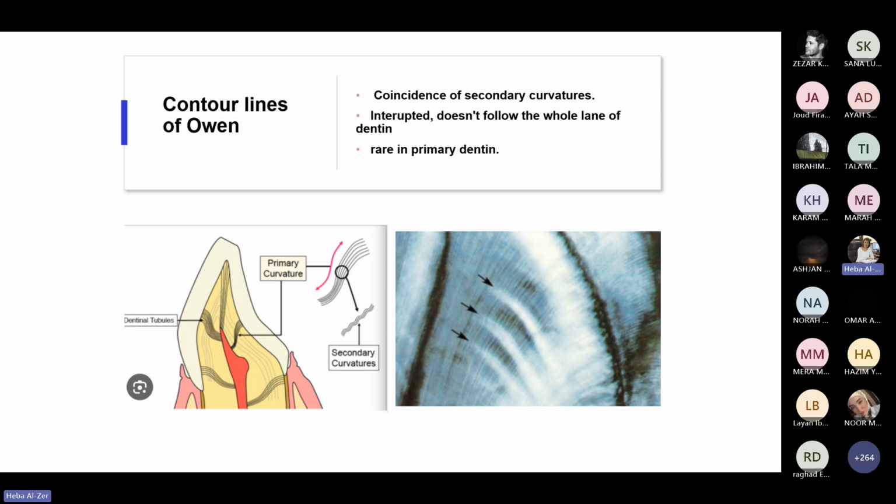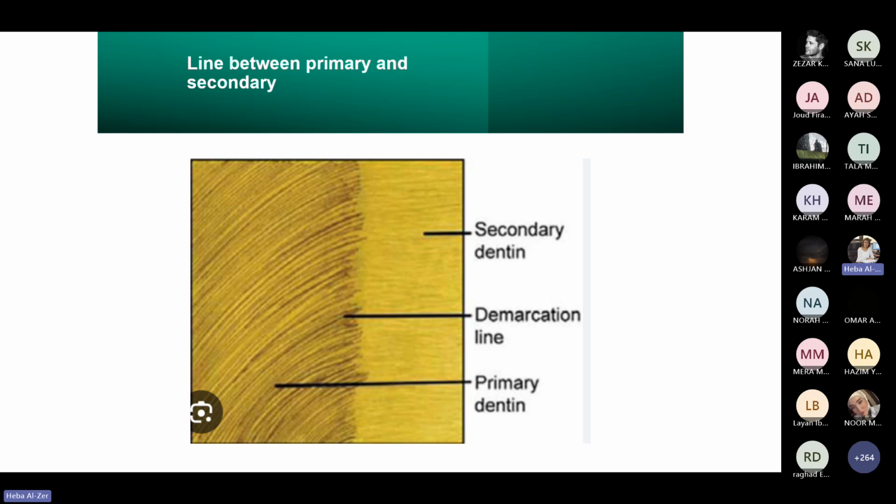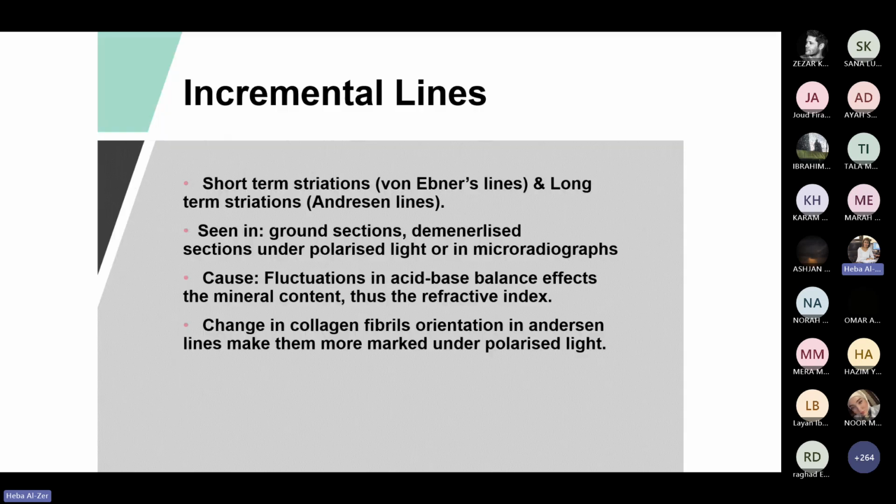In this case, the line is small. As you can see, it starts here and it ends here. Okay? They are interrupted. They are small contour lines of Owen. If it's a neonatal line, you will find it near the dentino-enamel junction, and also it is small. It doesn't go the whole thickness of the dentine, and most probably you will find one near to it in the enamel, or between the primary and secondary dentine. So these are the lines associated with the secondary curvatures of dentine, called contour lines of Owen.